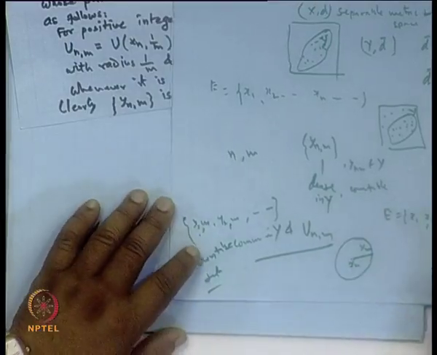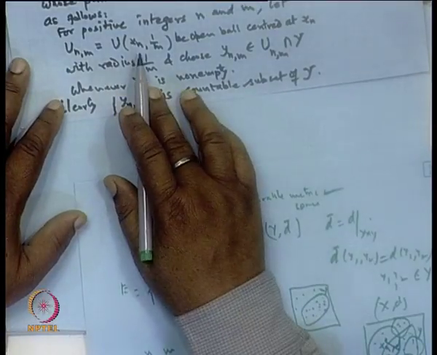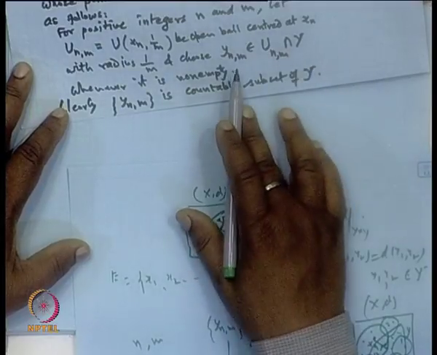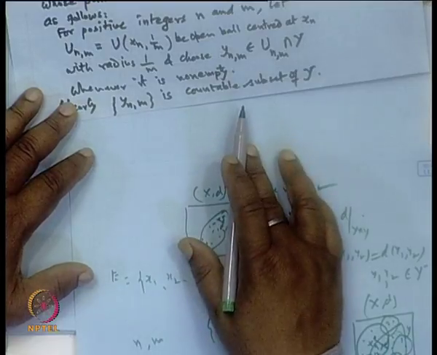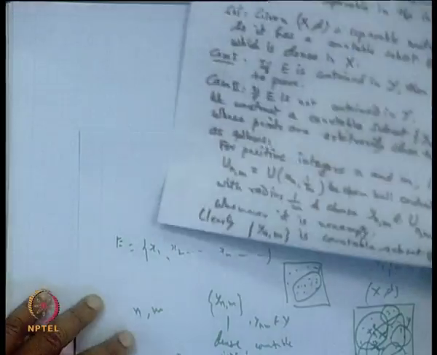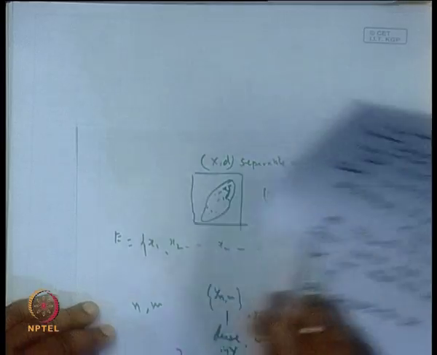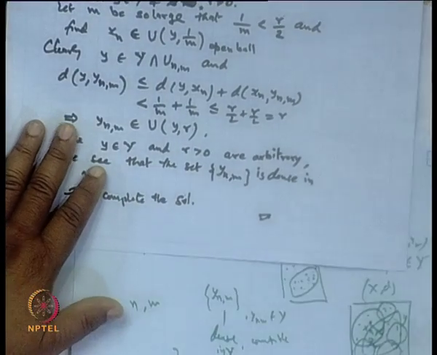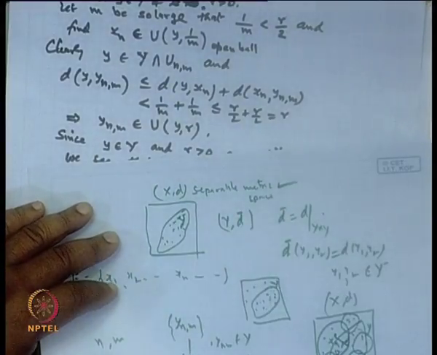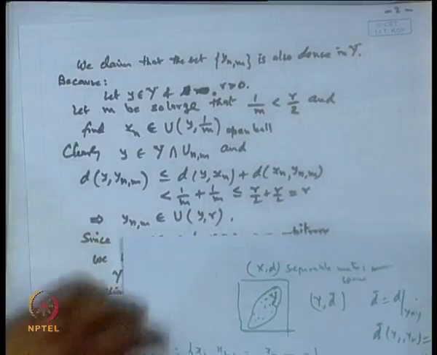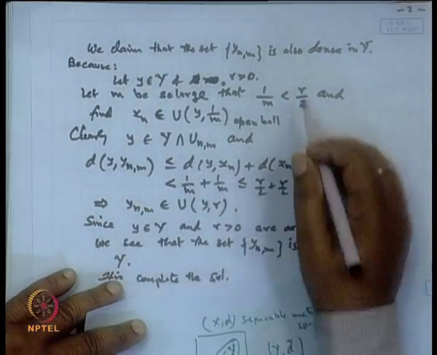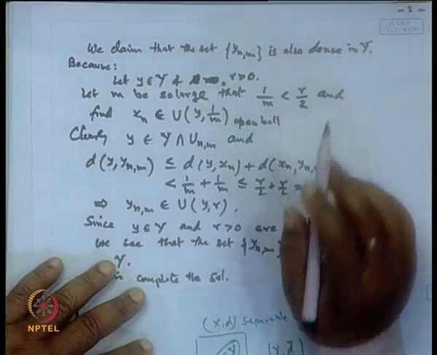And these are the points of Y. So, first draw the ball, then find out its intersection with Y. If it is not empty, then pick up the point and form a sequence, and this sequence will obviously be a countable set of Y. Now, we are interested to show that this sequence is not only countable in Y, but also dense in Y. We wanted to show this is dense in Y.